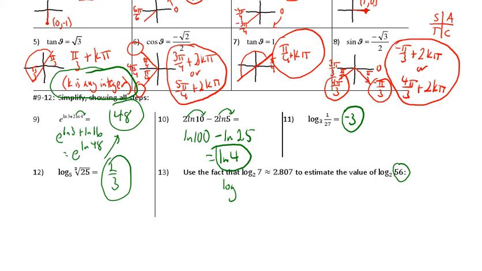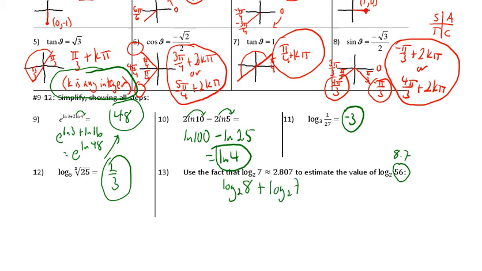Log base 2 of 8 plus log base 2 of 7. Exactly. I want to think of this as 8 times 7. And this would be okay to just show this for your first step.